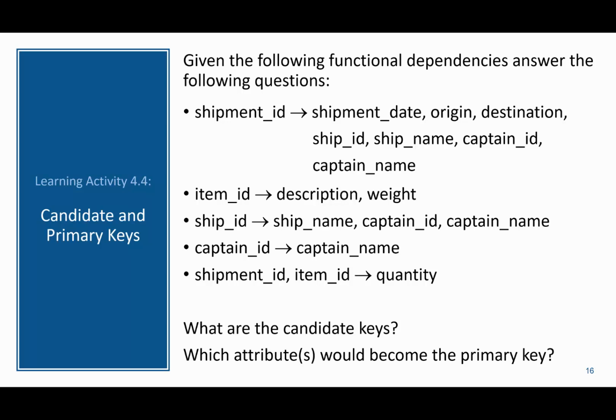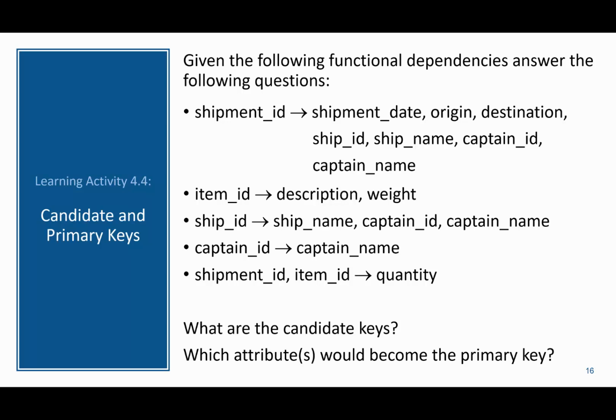The second question is which attributes would become part of the primary key? Well, if we look at shipment ID, do we see it anywhere on the right side of any of our dependencies? No, so that may become part of it. If we look at item ID, do we see item ID anywhere on the right side? No, so that may also become part of the primary key.